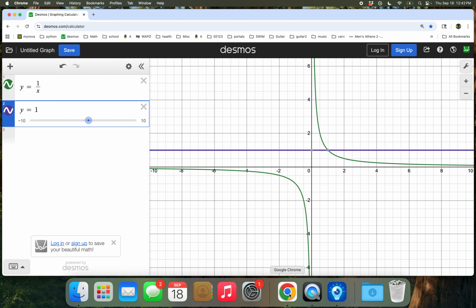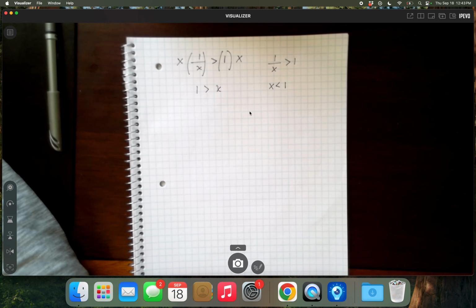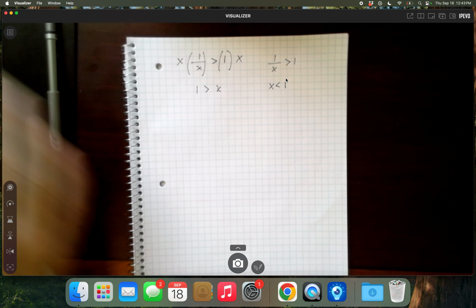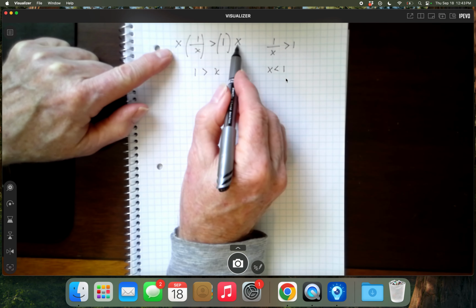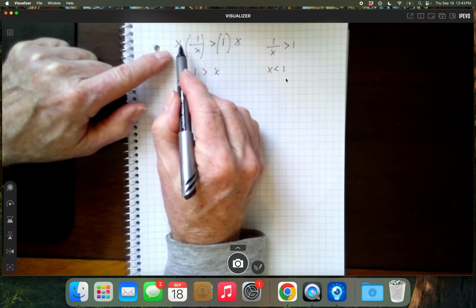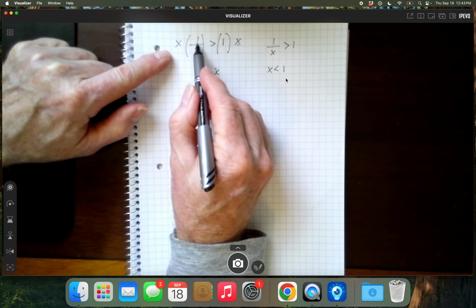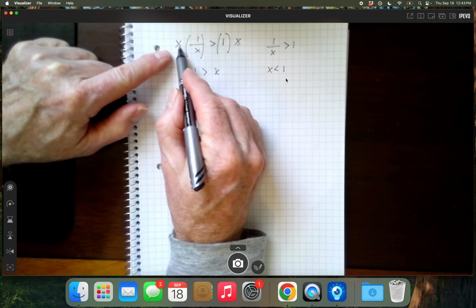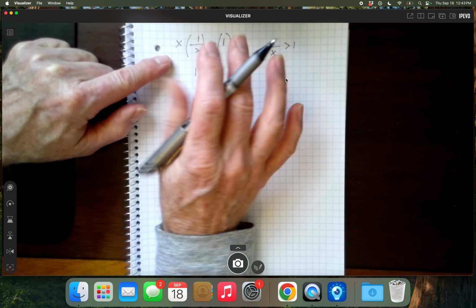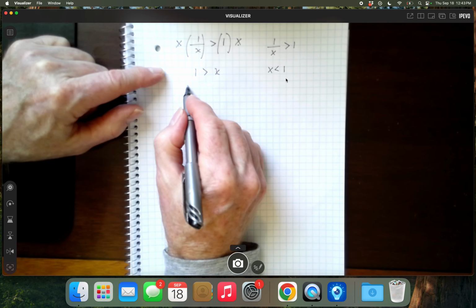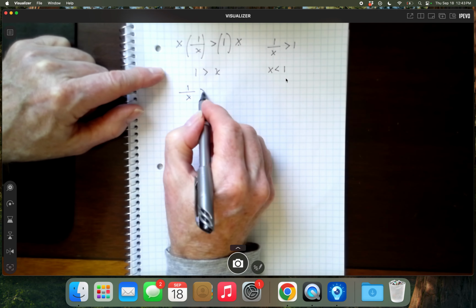But we go back and look at this. We said it's true for all values of x less than 1. That's the wrong answer. So the question is, what did we do wrong? Because when you multiply both sides by x, you don't know if x is positive or negative. If x is negative, then you're supposed to reverse the inequality. So you can't multiply both sides by x. So how do I solve 1 over x greater than 1?